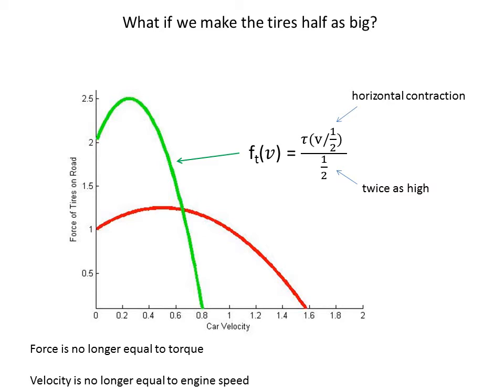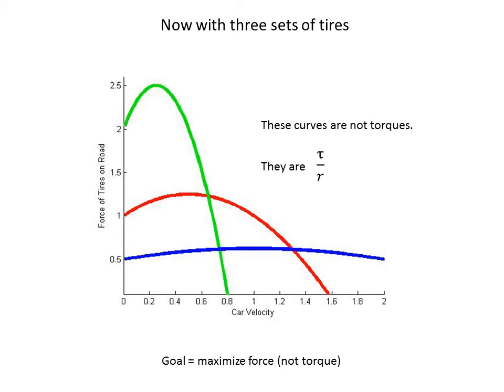So this is our force equation. If we put in a 1/2 here, this 1/2 in the denominator makes our green curve twice as high, and the 1/2 in the argument here contracts us horizontally by a factor of 1/2. So this red curve is our engine torque. It's also our force versus car velocity when we have the size 1 wheels. But when we have our size 1/2 wheels, now our force is this green curve. And we could also have a set of tires that's twice as big. That would be this blue curve.